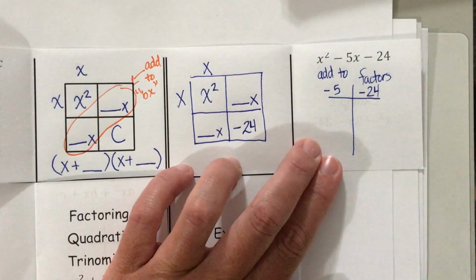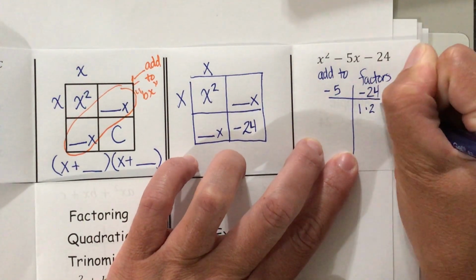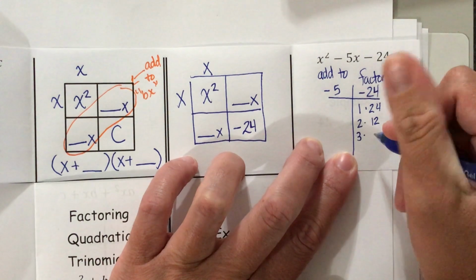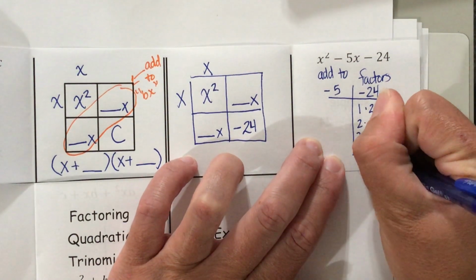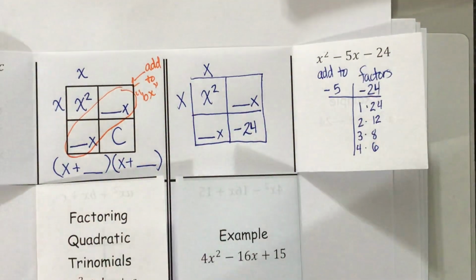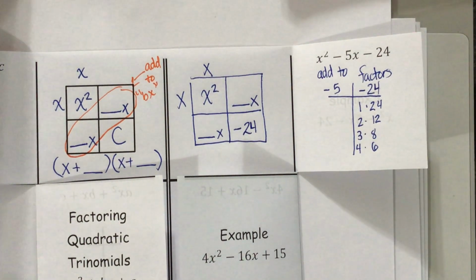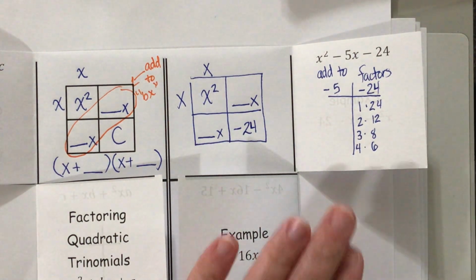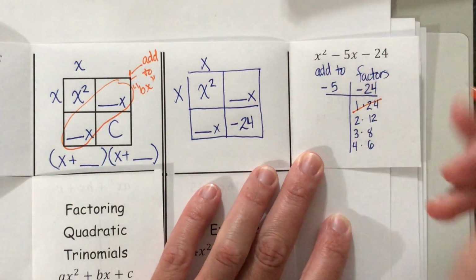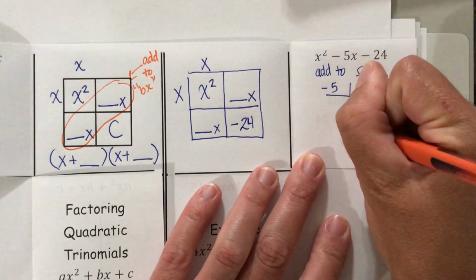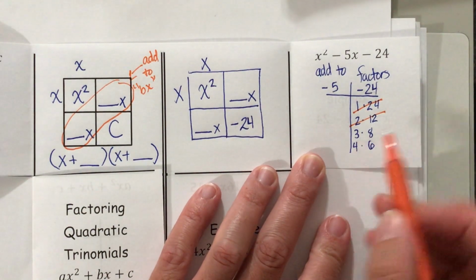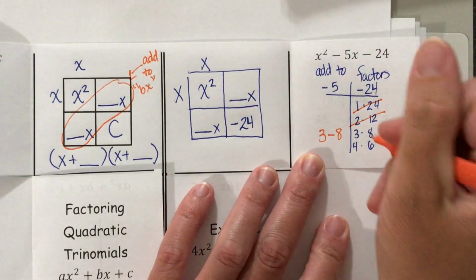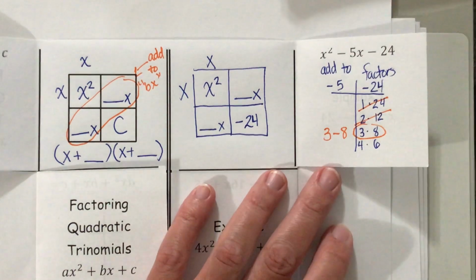So I start by listing out my factors of 24, like 1 and 24, 2 and 12, 3 and 8, 4 and 6. 5 won't go into 24. I've met in the middle. So now, out of all the factors I've listed, which ones are going to add to negative 5? Well, there's no way 1 and 24 will get me there. There's no way 2 and 12 will get me there. So what about 3 and 8? Well, 3 minus 8 is going to add to negative 5. So it looks like we've got our winner.